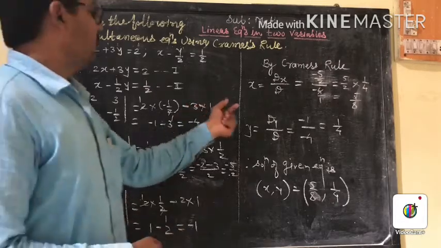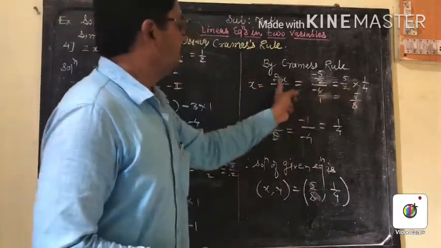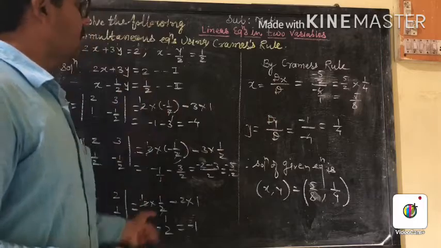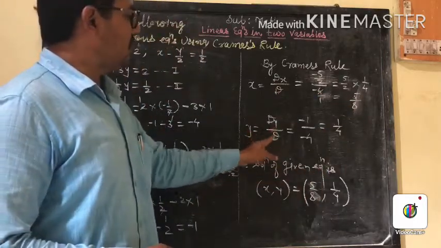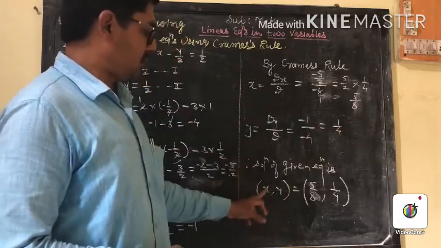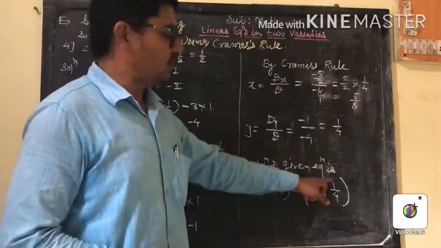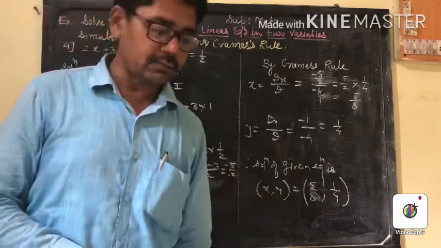And find out the value of x and y. X is equal to Dx upon D, putting the values of Dx and D from here, it is equal to 5/8, and y is equal to Dy by D. The value is 1/4, and the solution of this given equation is x, y equal to 5/8, 1/4. And like this, solve all other examples. Thank you.